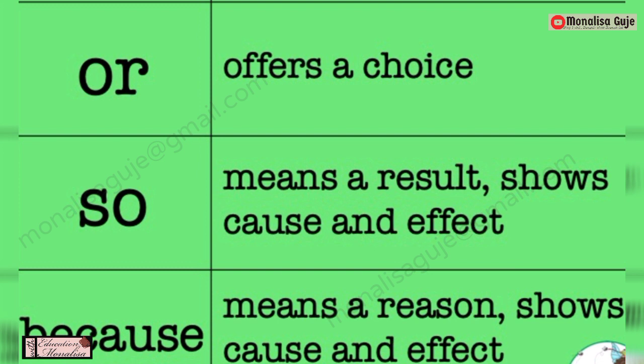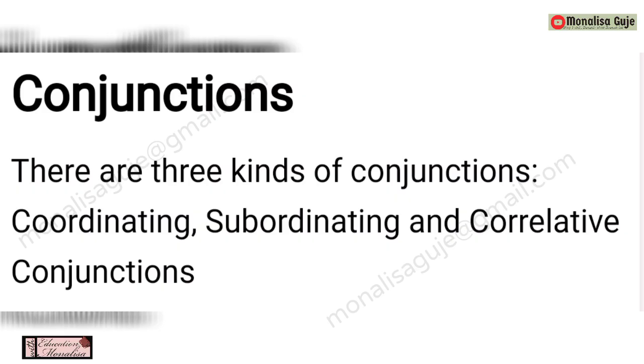The one next is because. It means a reason, shows cause and effect. You can check it out. Because and so are quite similar. In the first one it shows a result. In the second one it shows a reason. With practice you can do it.